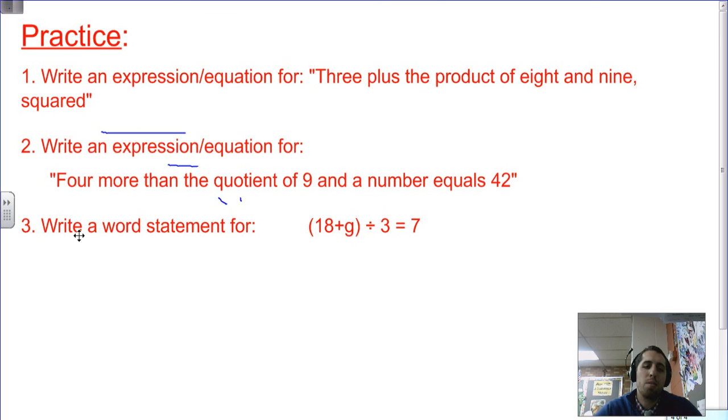And then the last one is, again, write a word statement for this. So it's a little more difficult, but you need to know this is 18 plus g, and then you can divide whatever that answer is. So make sure that you include that in your word statement. Divide by 3, and it's all going to equal 7. So I'm going to leave you with that.